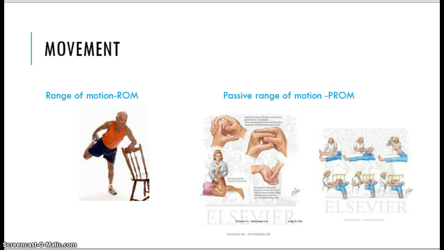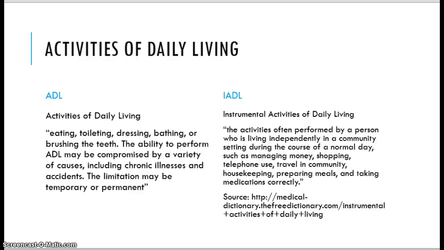When we look at movement, we often use ROM, or range of motion, which is the patient doing it themselves. Passive range of motion is for the patient that has the inability to do the range of motion, and so the nurse, the physical therapist, or the CNA will do passive range of motion, moving those joints through their ability, moving them so that they don't get a contracture. You have to be careful with passive range of motion that you don't overextend that joint or the muscles and cause injury to that.